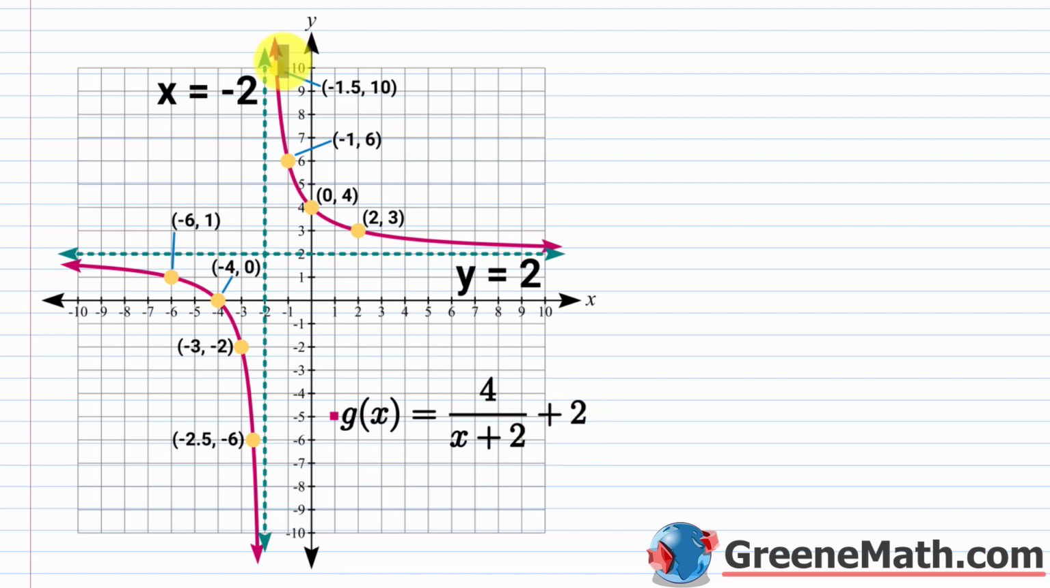So you have negative 1.5 comma 10, negative 1 comma 6, 0 comma 4, 2 comma 3. So that's going to be for this branch right here. And then you have negative 6 comma 1, negative 4 comma 0, negative 3 comma negative 2, and then negative 2.5 comma negative 6. That's going to be for this branch right here.